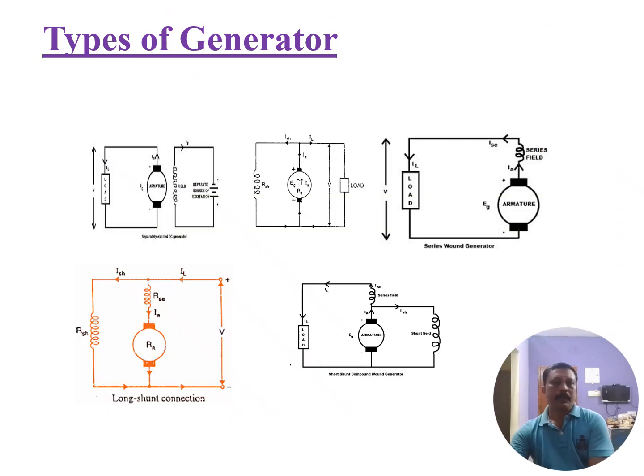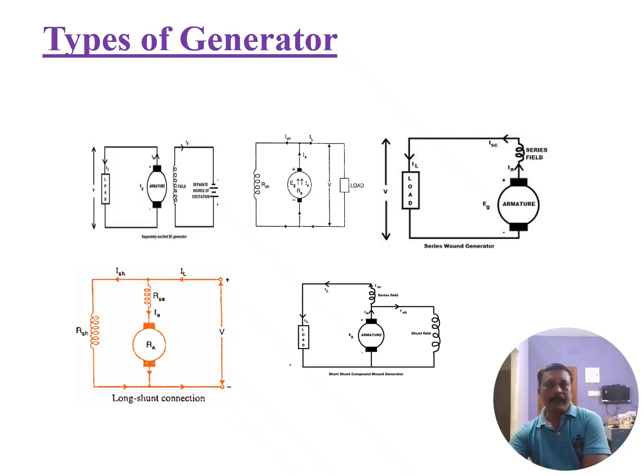First one, the separately excited DC generator. Here, the field winding gets its supply from an external source. Next, we will discuss the self-excited generators one by one. First one is the DC shunt generator. Here, the field winding is connected in parallel with the armature circuit. The coil has a large number of turns, and is very thin with high resistance.